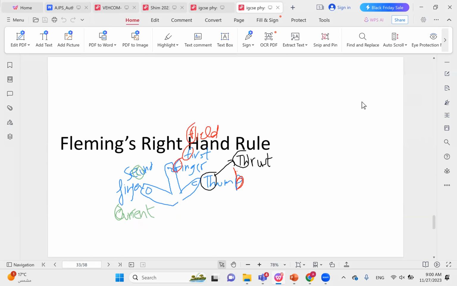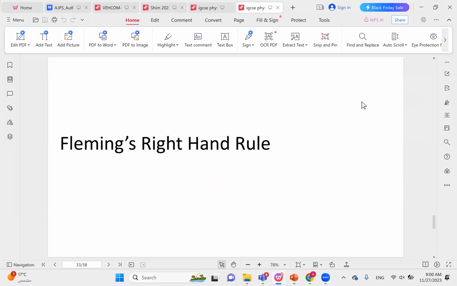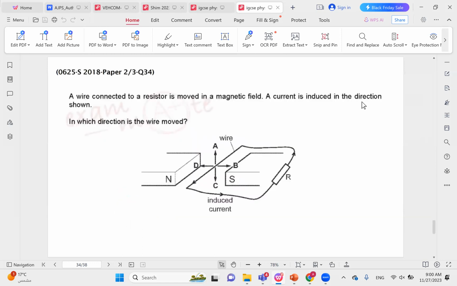Let's try to imagine how this will work together through the questions. You're using your right hand here to represent thumb for thrust, field in first finger, and current in second finger. Okay, so a wire connected to a resistor is moved in a magnetic field. Current is induced in the direction shown. In which direction is the wire moved?